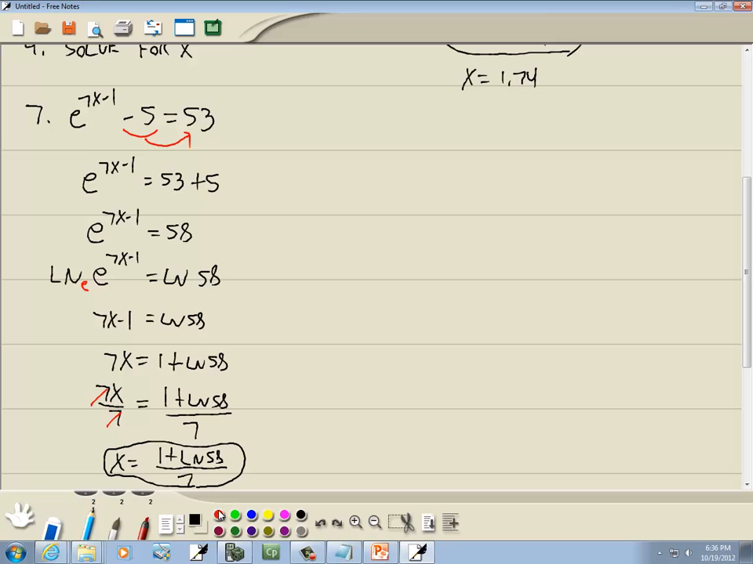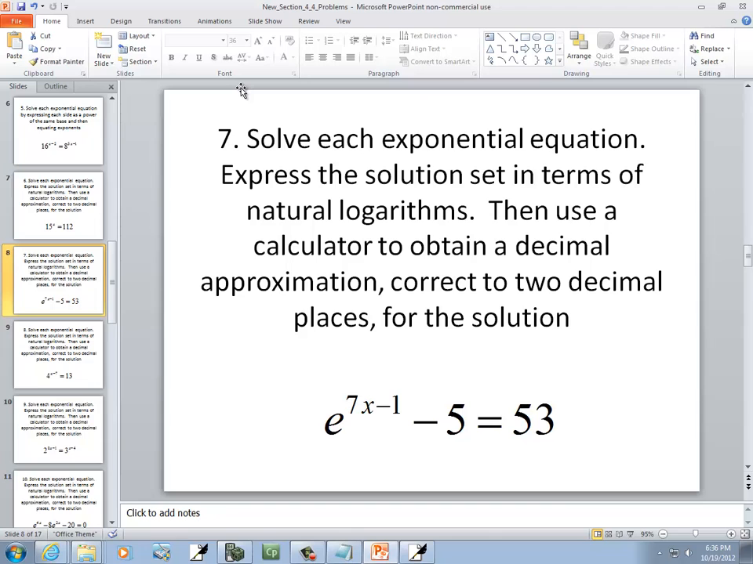The key to putting it in your calculator is put parentheses around the top, parentheses around the bottom. Anytime you have more than a single number or single variable in the top or bottom of your fraction on a TI-83, TI-84, you have to put parentheses around it. Let's take a look at the next example.